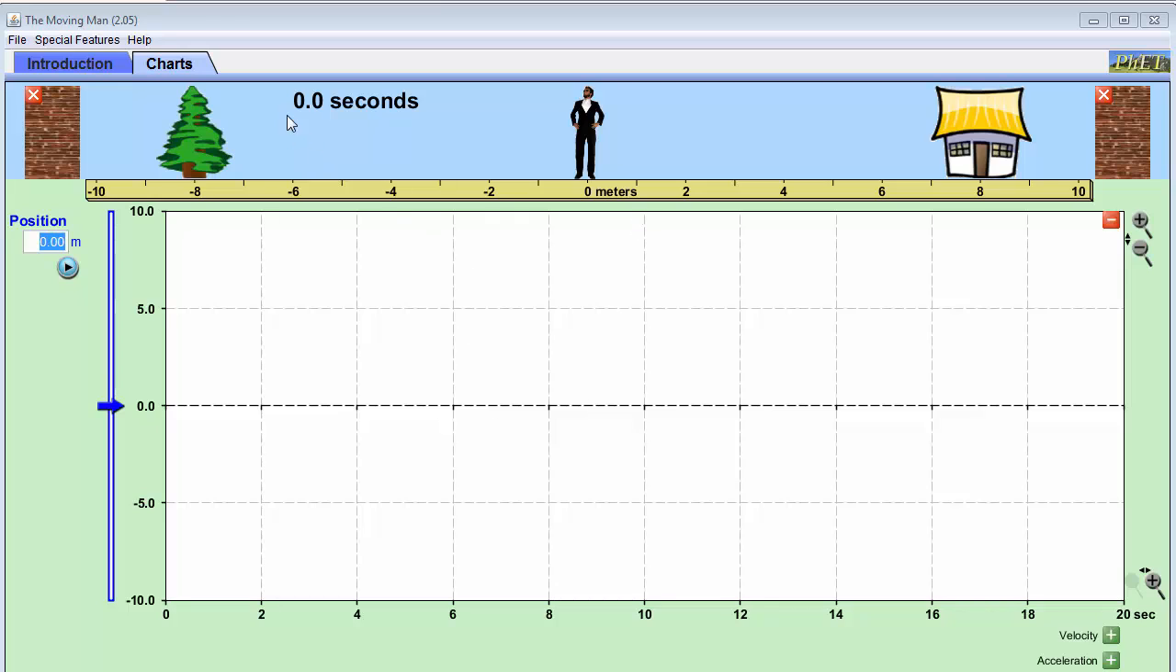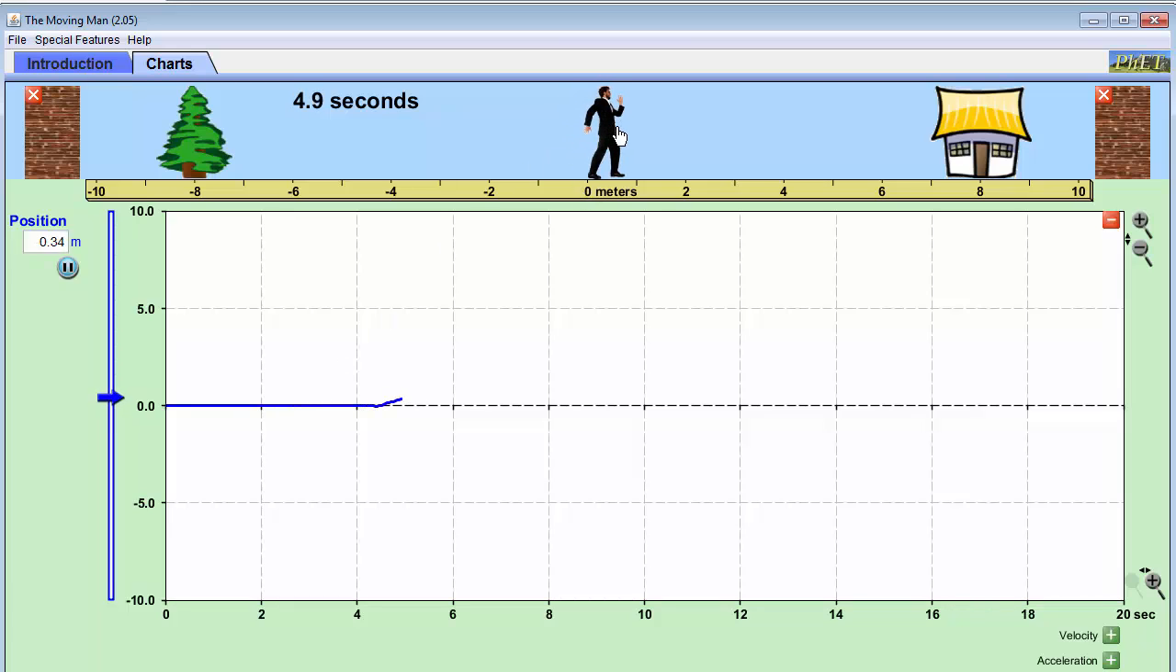Here I've got a little applet. It's made by our good friends at PhET at Colorado University, and this particular app is called Moving Man. So you have this guy here and you can just move him back and forth, and it's going to make a graph of his location or position at different times. If we hit play here, it's going to start graphing. He's not moving, so he's still at 0.